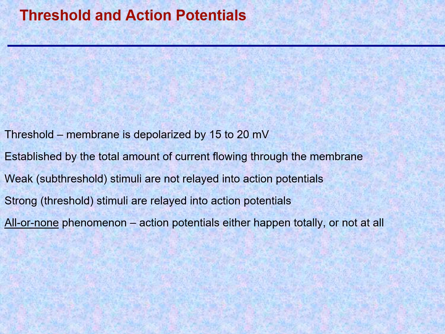I should point out the threshold is about 15 to 20 millivolts above the normal resting membrane potential. So in a graph with membrane potential on the vertical axis and time along the horizontal axis, if this is the threshold, say around minus 55 roughly, and this is the resting membrane potential, it's going to be about 15 to 20 millivolts below the threshold. You get depolarization up to about 15 to 20 millivolts higher, and that will trigger the action potential that we just talked about. Okay?